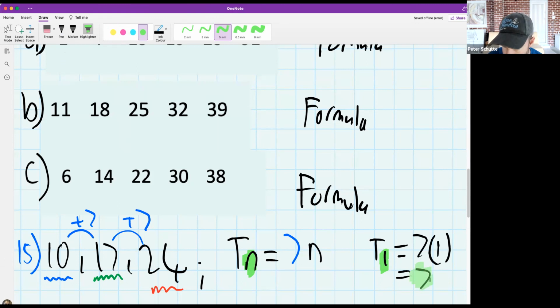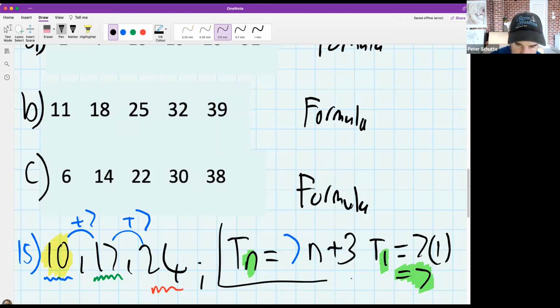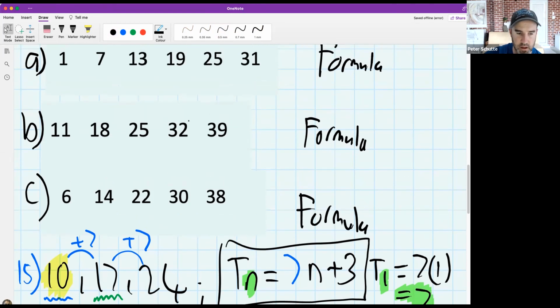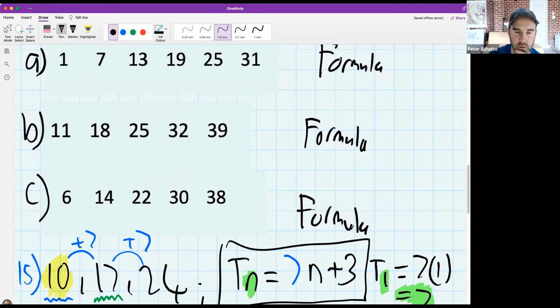Unfortunately, the first term of this formula is 7, but the first term of my number pattern is 10. And so now I'm short by 3. I'm getting 7 and I want 10. Now, how do I get from 7 to 10? I have to add 3. And that's how I get the formula. Okay, so I hope that helps a little bit. I'll try and leave that up while I do this next one.